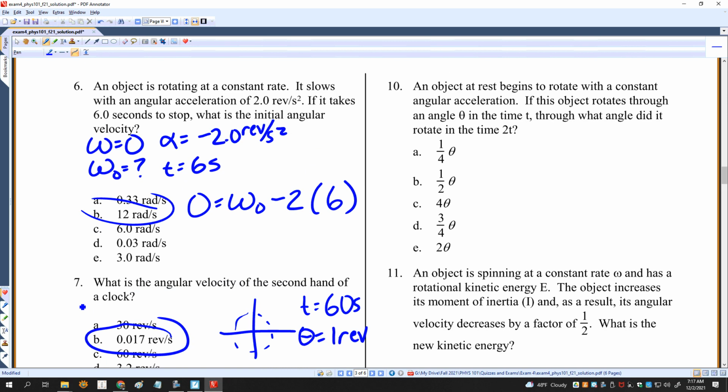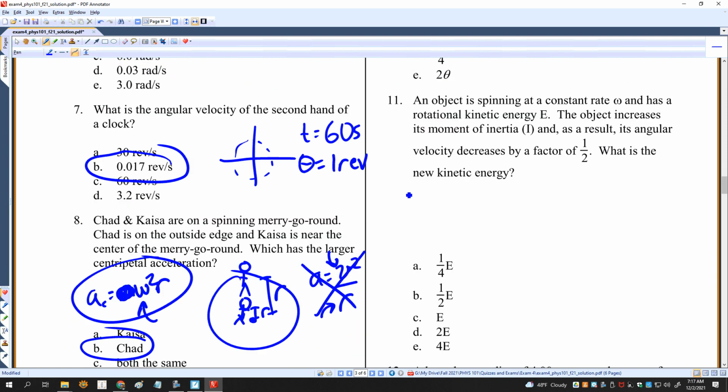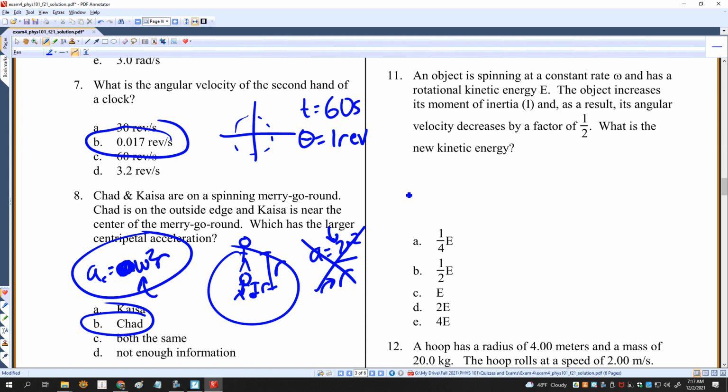Object begins to rotate with a constant angular acceleration. It rotates to an angle theta in a time t. So this is my relationship. If I double t, that's going to quadruple theta. Okay, so here an object is spinning at a constant rate and has a rotational kinetic energy E. Object increases its moment of inertia, and so its angular velocity decreases by a factor of half. So we need to consider its momentum.